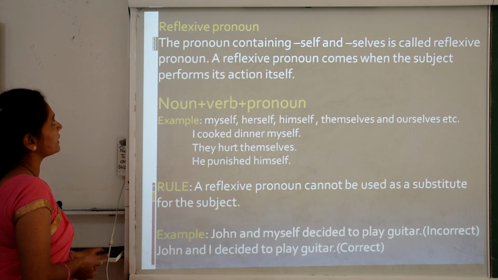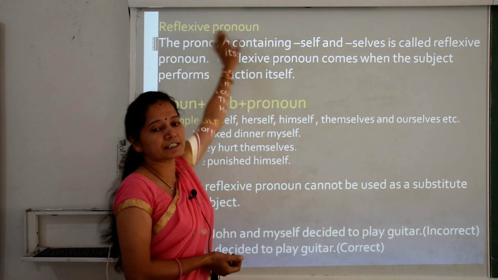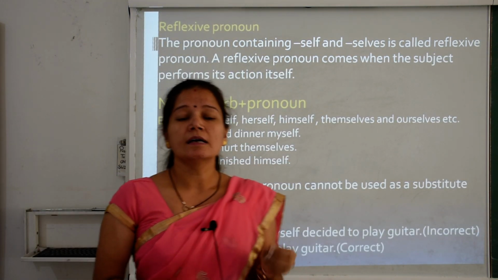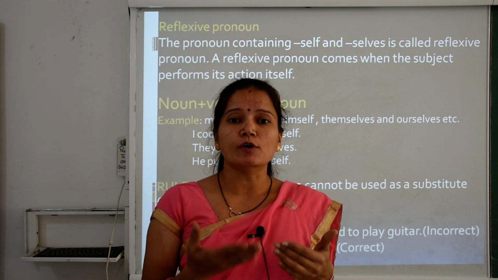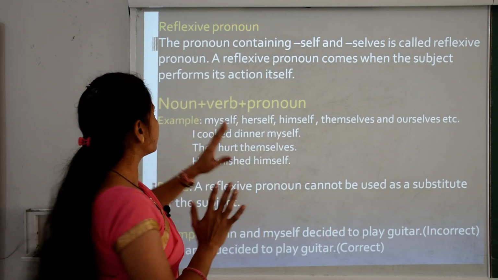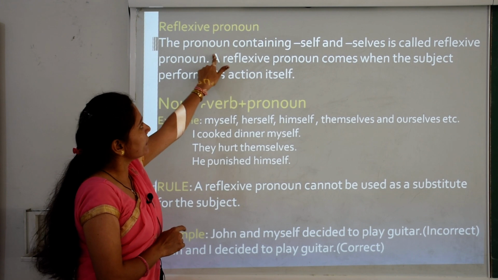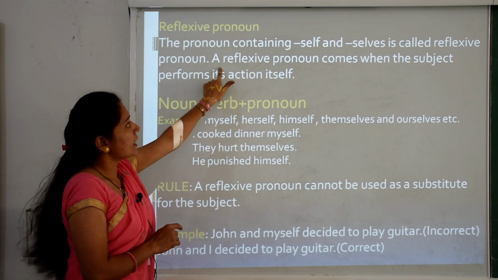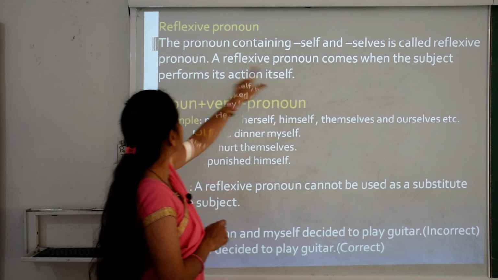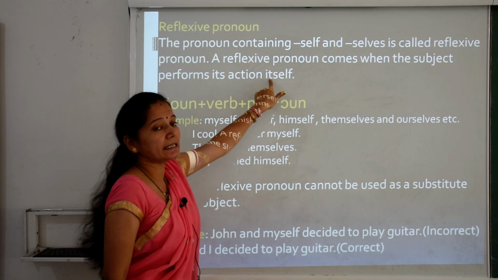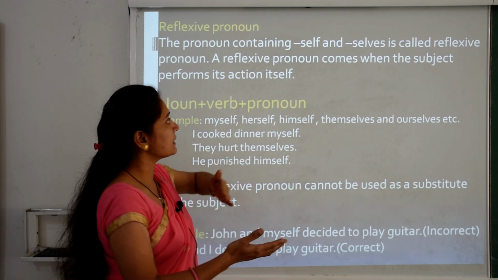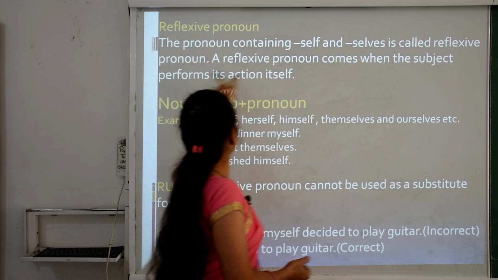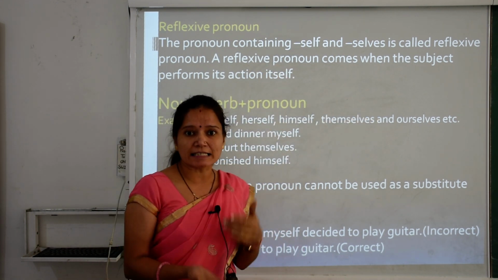Now let's move into the next, and that is reflexive pronoun. Reflexive pronouns end in self or selves. Now let's read the definition. The pronoun containing self and selves is called a reflexive pronoun. A reflexive pronoun comes when the subject performs its action itself. Again I am repeating this line: when the subject performs its action itself.